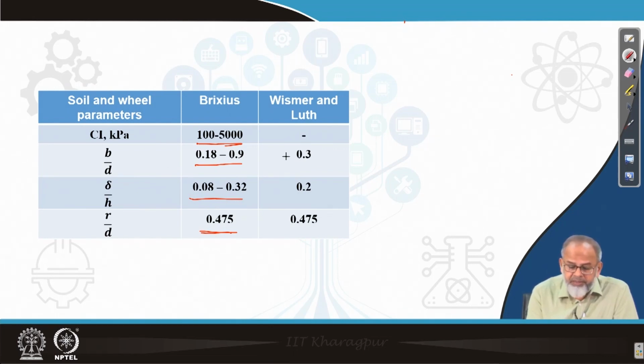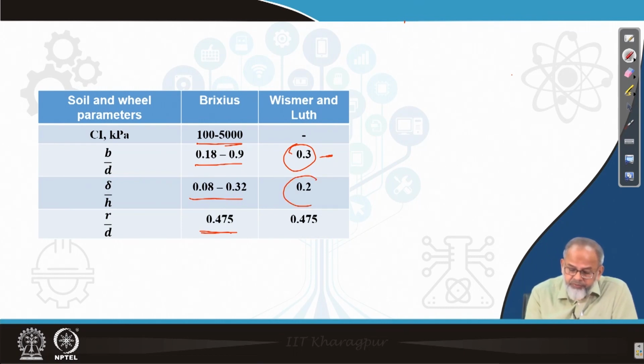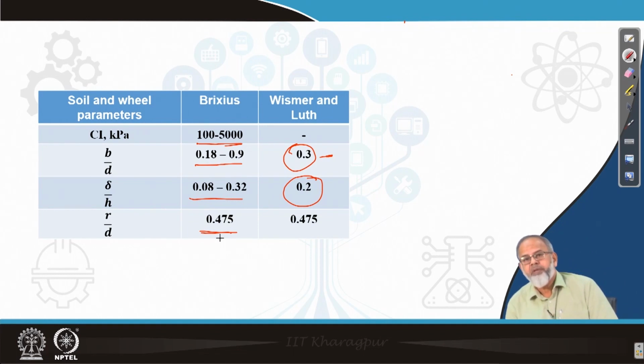If you would like to compare with Wismar and Luth, then there is no indication for cone index value. What is its applicability? Only the limited value is B by D ratio, which is only 0.3. If we exceed this value, what will happen? He has not mentioned, and nobody has tried to verify this. And del by H ratio is 0.2, and R by D ratio for agricultural tires is nearly 0.475.